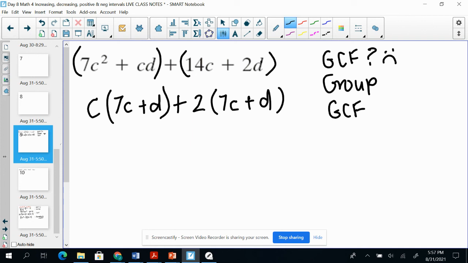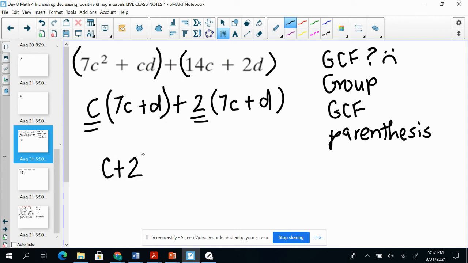Again, now we're going to check our parentheses. Do the parentheses match? In this case, they do, so we know we did it right. We're going to take the first term that we pulled out in our second GCF and combine those to be our first factor. And then our second factor is 7c plus d.